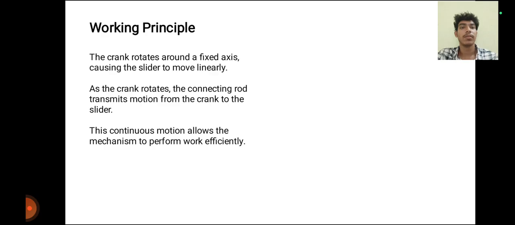Working principle. The crank rotates around a fixed axis, causing the slider to move linearly. As the crank rotates, the connecting rod transmits motion from the crank to the slider. This continuous motion allows the mechanism to perform work efficiently.